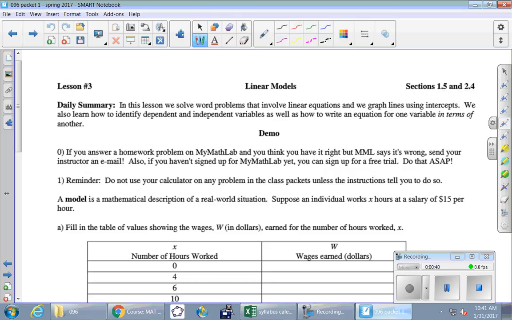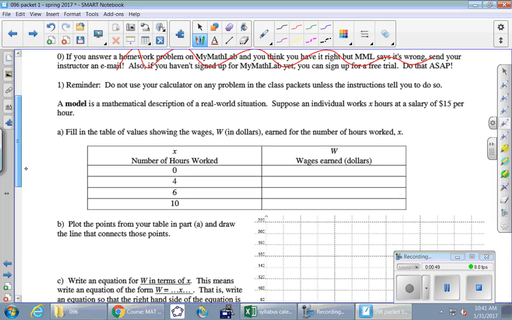There is some reference here to My Math Lab. Remember, you can ignore anything in the packet that says My Math Lab. Okay, number 1 is a reminder. Do not use your calculator on any problem in the class packets unless the instructions tell you to do so. Almost everything this semester is going to be without the calculator, but when it's time to use it, it will be clearly written in the packet.